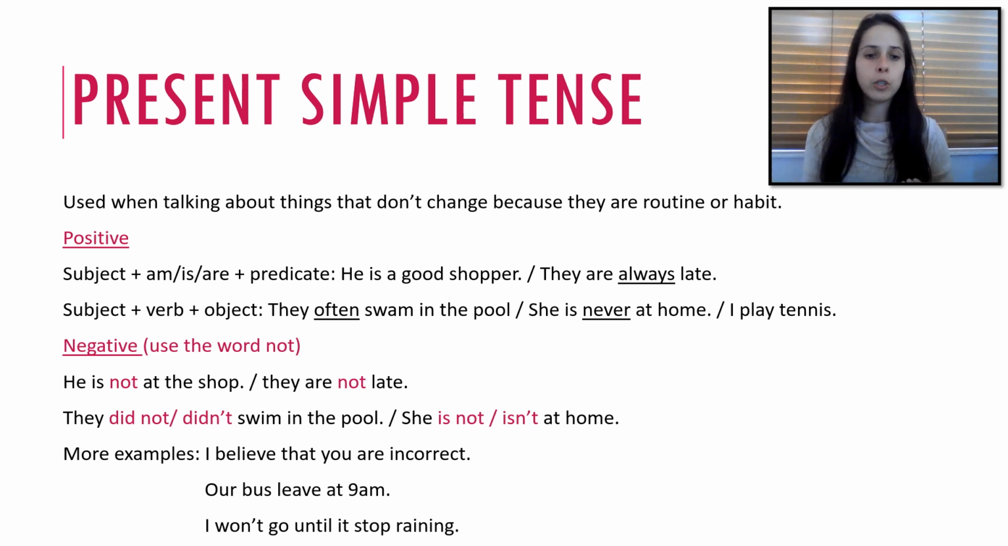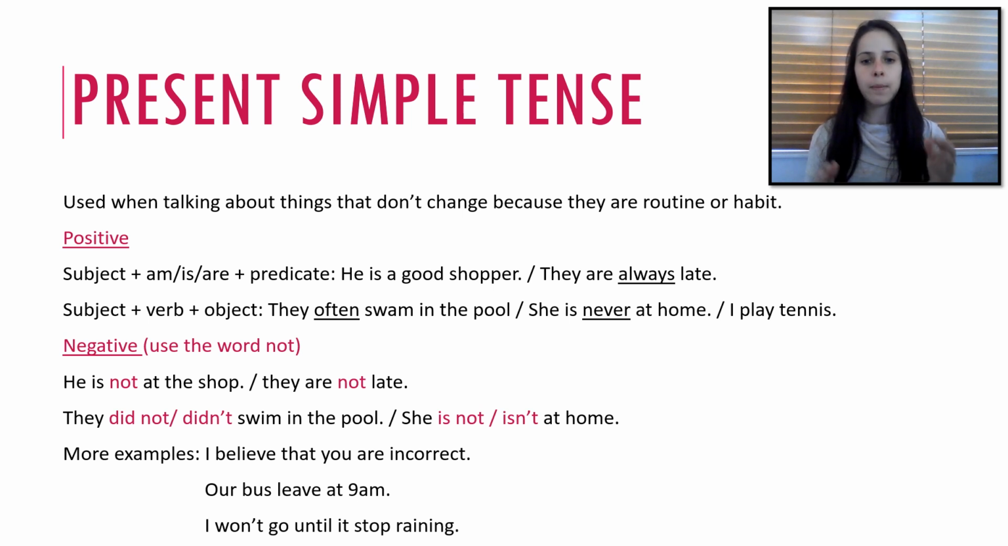Then, like I said, if you want to make those negative, you just add a not or did not, so it could be didn't. He is not at the shop. They are not late, or they are never late. They didn't swim in the pool, or they never swim in the pool. And then she is not at home, or she is never at home. You can use that word never quite often. Here are some more examples underneath.